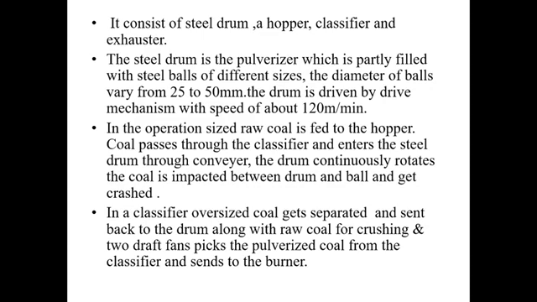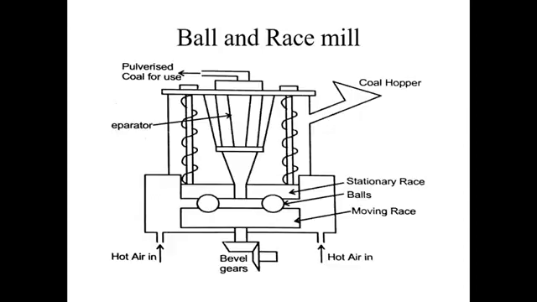So the sizes and all those different dimensions of the drum and everything are given here, so you can go through them. Next is the ball and race mill. Here there is an evaporator, a coal hopper where they supply the coal, and here is the stationary race, and these are the balls in between the stationary race and one moving race.